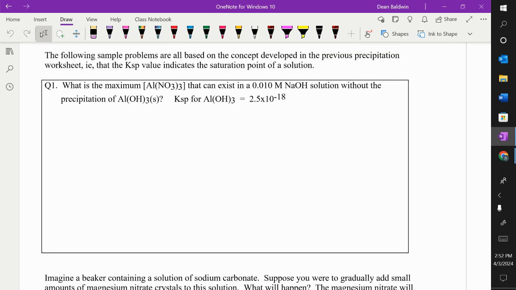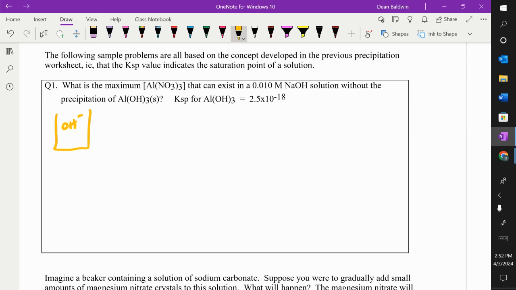All right, so essentially we have a beaker that has OH minus in it. Do we care about the sodium? No, it's a spectator ion, right? We don't care about that. We care about the hydroxide because that is what's going to form the precipitate with the aluminum.